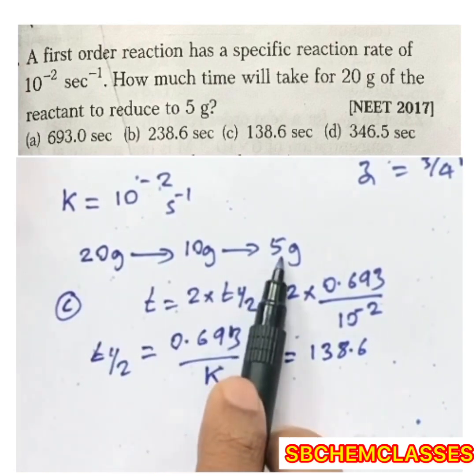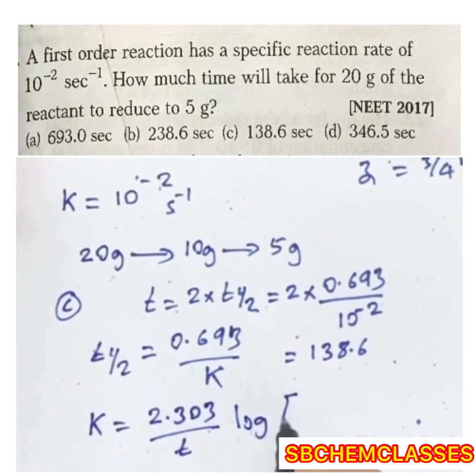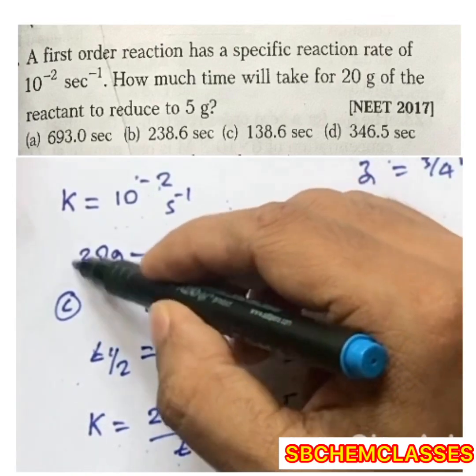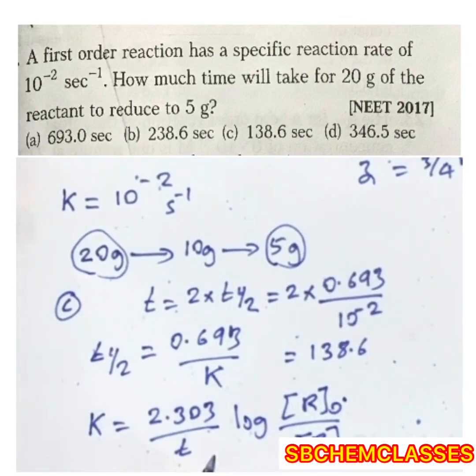So in this question, K is given. 20 gram converted to 5 gram means 2 into T half. We know the equation for T half. We calculate the value 138.6. The same question can be answered like this. We know K equals 2.303 by T log R0 by R. We know the K value. We have to find the time. R0 is the initial concentration, that is 20 gram. R is the final concentration, 5 gram. In this equation also we can calculate time, but this is the shortcut method.